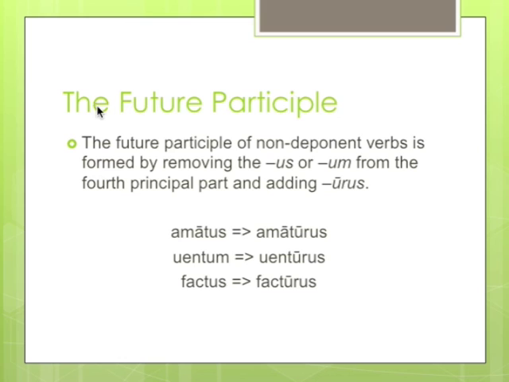Now let's talk about forming the future participle. The future participle of non-deponent verbs is formed by removing the -us or -um from the fourth principal part and adding -urus. From amatus, we get amaturus. From ventum, from the verb venio, venire, veni, ventum, we get venturus. From factus, from facio, facere, feci, factus, we get facturus.